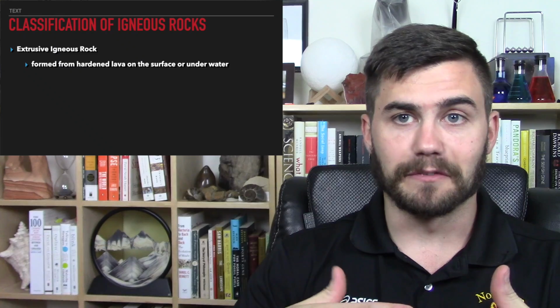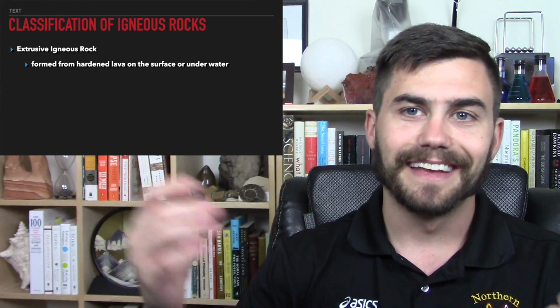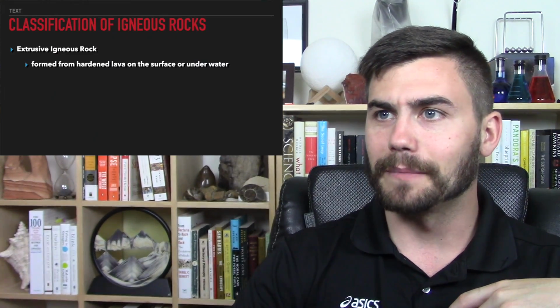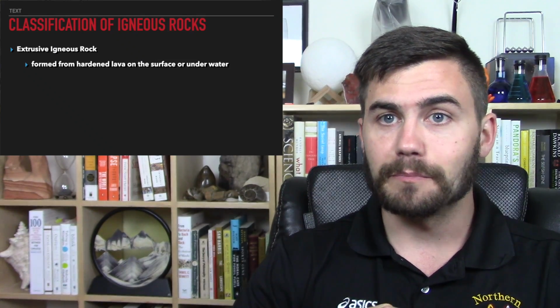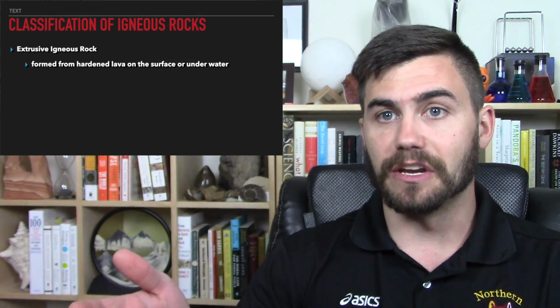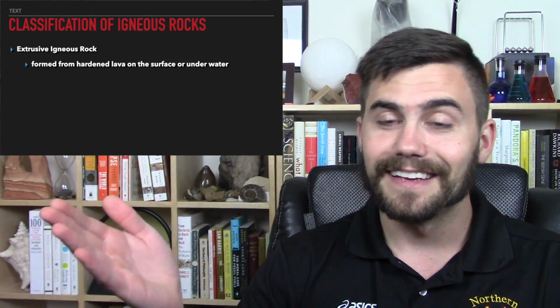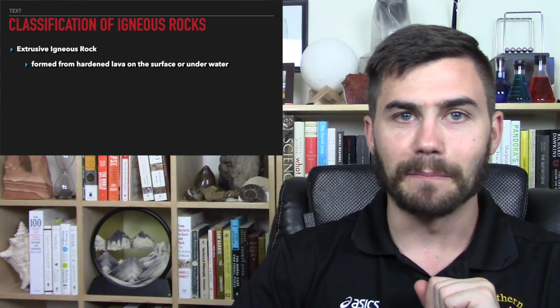The extrusive igneous rocks form from lava. So when the molten material comes to the surface, then we call it lava. But that's really the only difference between lava and magma. Now, underwater is still the surface because we mean the surface of the geosphere. We're studying geology right now. So underwater is technically the surface of the geosphere. So it means the same thing.